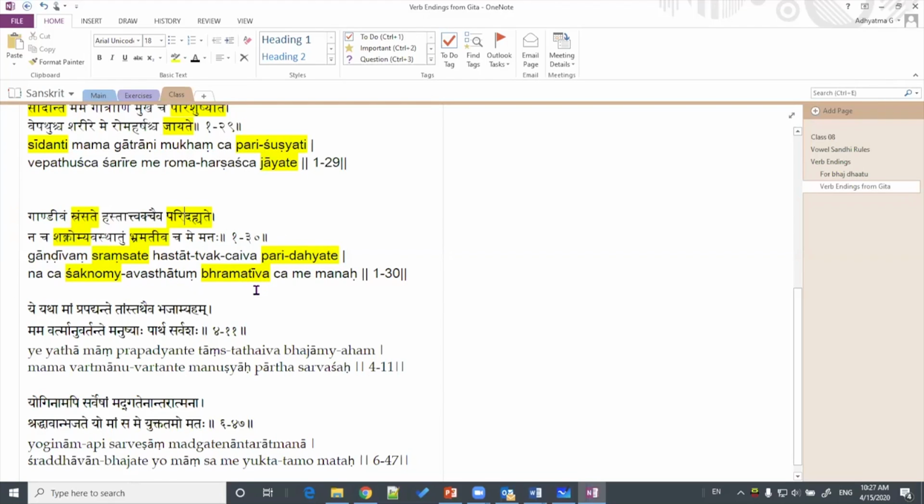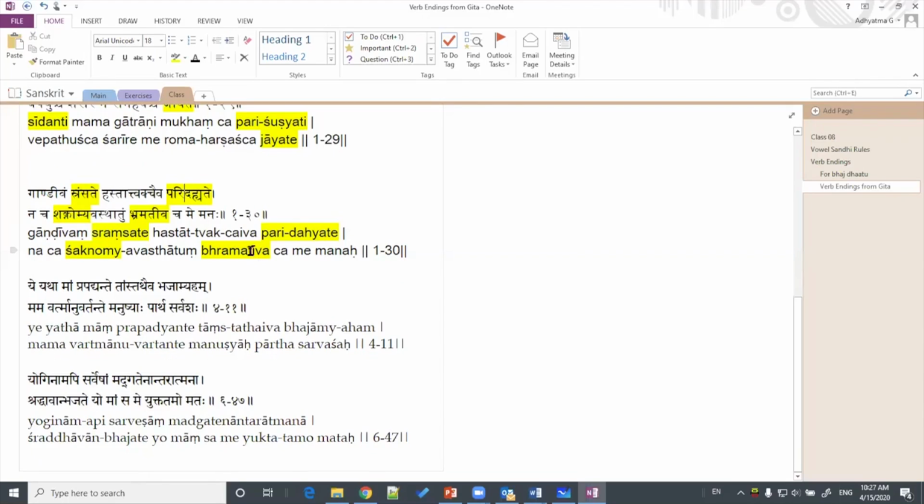Bhramativa. Now here it will give you some idea of the sandhi. Bhramativa, bhramati iva. It's a dirgha sandhi. So as you can see, the different concepts as we study, they start coming together actually. So Bhramativa is two words, bhramati plus iva. Bhramati, now it is the verb form. We know it is a verb form, bhramati, third person singular.